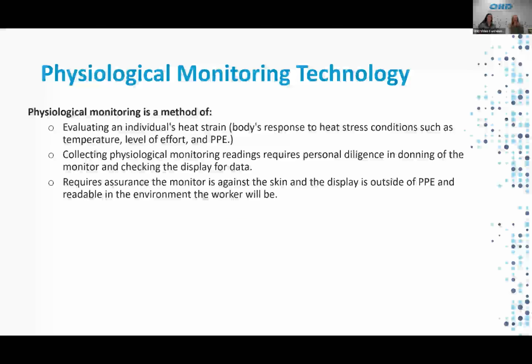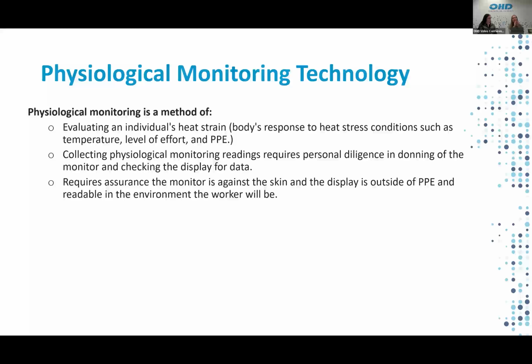Now, when that's not feasible, like obviously environmental monitoring is going to have some pitfalls, right? It's not going to account for any of those personal factors that we talked about. So physiological monitoring, by contrast, is going to be real-time, continuous, and individualized. So physiological monitoring is going to track heat strain. So it's not tracking environmental factors, it's tracking the heat strain.